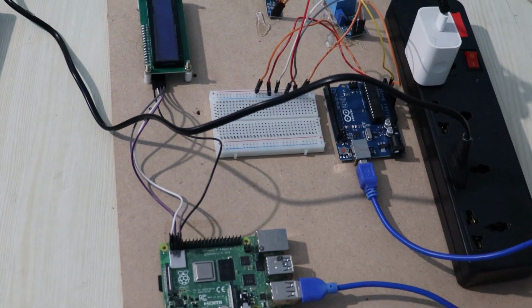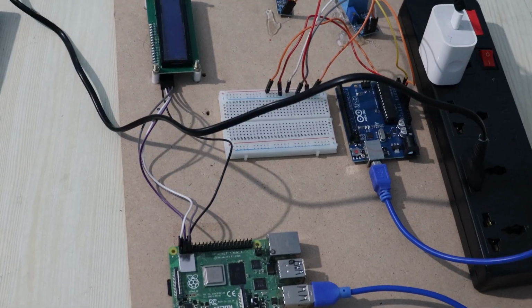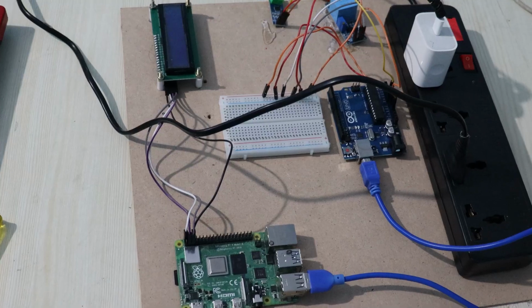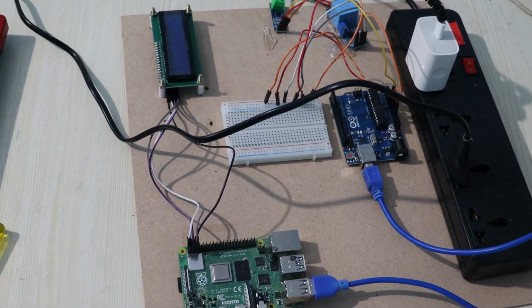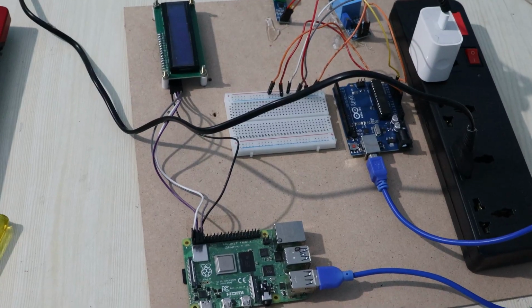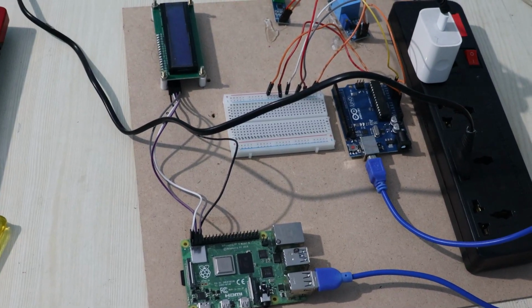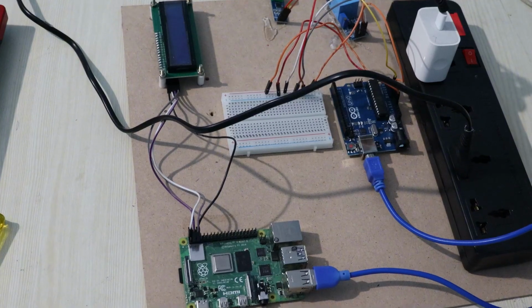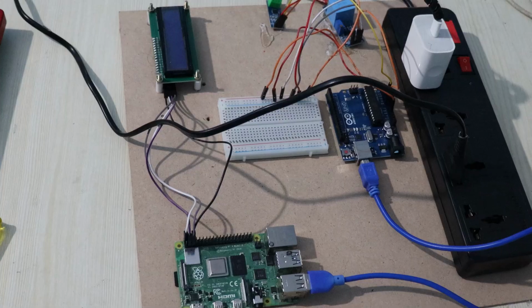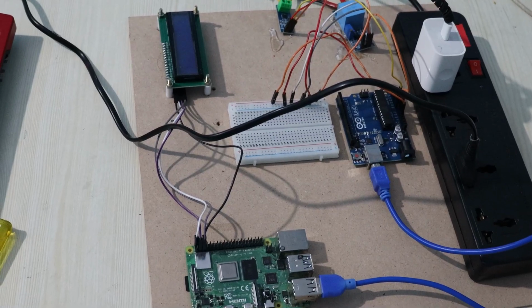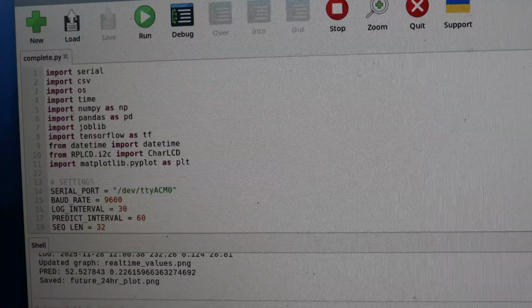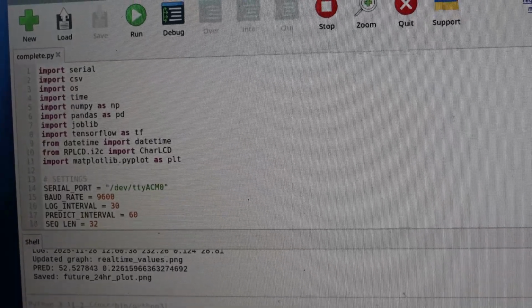Also, we are plotting two graphs. One is the real-time values and the other is the future prediction graph. The real-time graph continuously takes the values by timestamp. With a 30-second gap it will plot the graph and predict the next 1 hour of consumption. With that power consumption it will predict the next 24 hours and print it in that plot. Now we will see the output of this project.